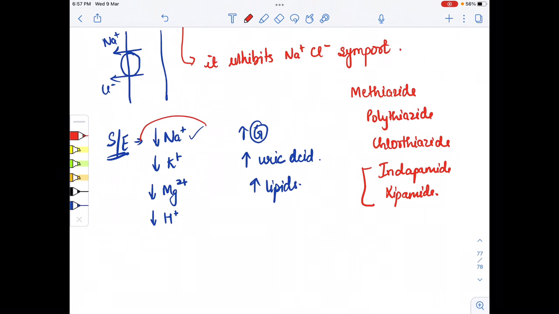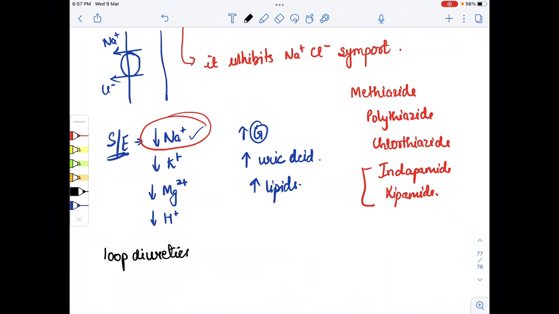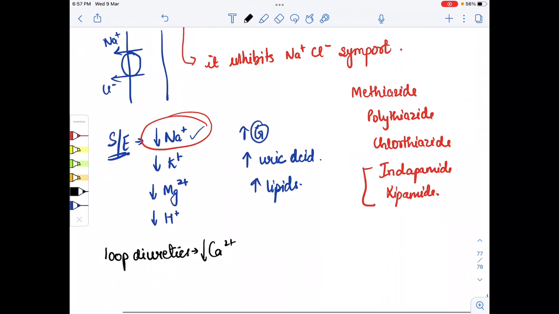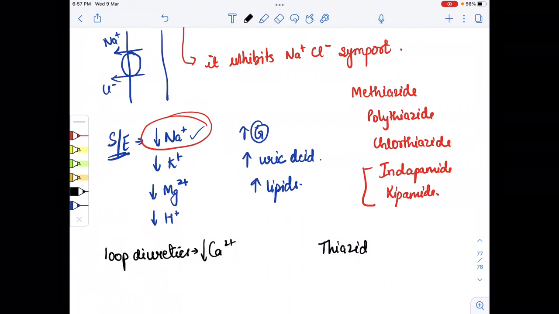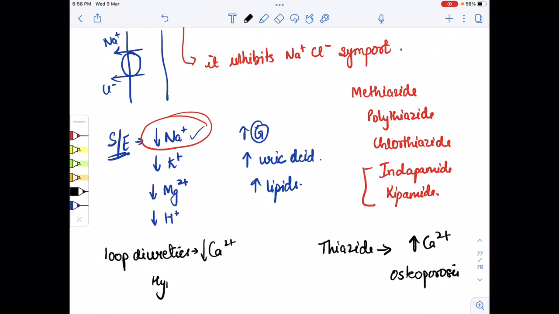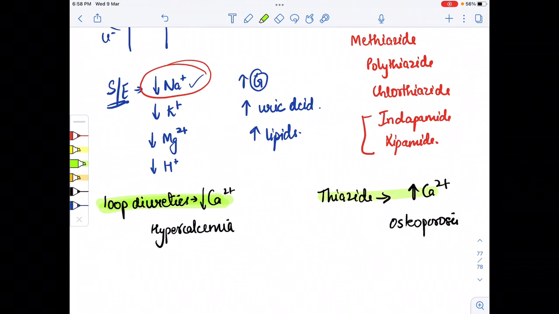And I already told you about the side effects: because it loses sodium, there is hyponatremia in the blood. Now there is one important point regarding the loop diuretics. The loop diuretics lose calcium, so in that condition there is a decrease of calcium, while thiazide increases the calcium. So thiazide is used in the treatment of osteoporosis, while the loop diuretics are used in the treatment of hypercalcemia. This is the important point. Please remember that loop diuretics are used in the treatment of hypercalcemia, while thiazides are used in the treatment of osteoporosis.